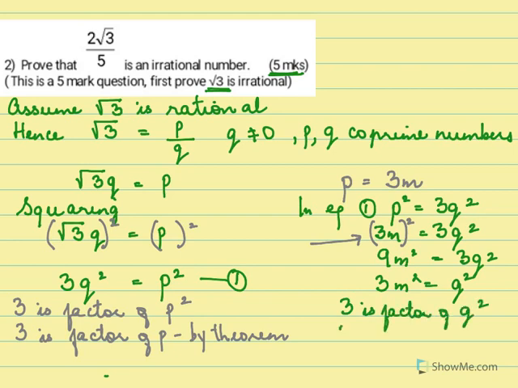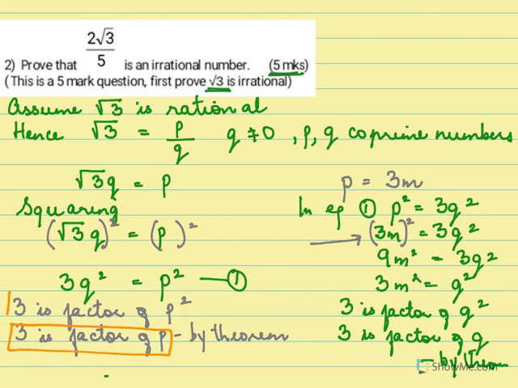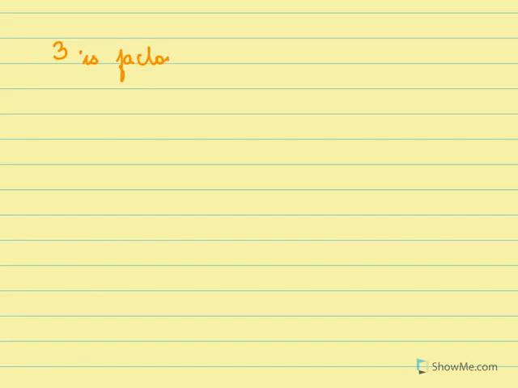So in this we can now say that 3 is a factor of Q square. So 3 is a factor of Q by theorem. So now we see that 3 is a factor of P and 3 is also a factor of Q. Therefore, P, Q are not co-prime. Because if they were co-prime, they must have no common factor. Here they have 3 as a common factor, so they are not co-prime.